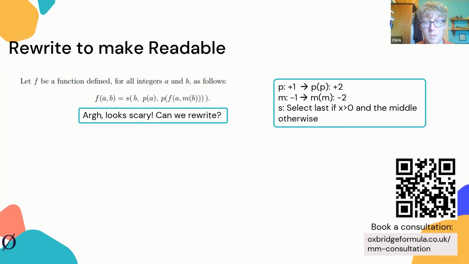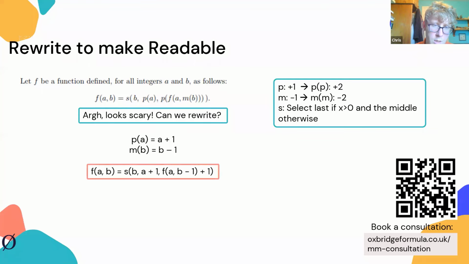So we have summarized what P and M and S can all do. So I think the P and the M are relatively straightforward to put in. So what have we got in here? We've got a P of A, and then inside in the depth of the function, we've got this M of B, and there's also an extra P that's added to that whole last term. So if we just put in the pluses and minuses, what have we got? We've got S of B and A plus 1, and then the last term is f of A and B minus 1, all plus 1. And that last plus 1 comes from the P on the outside.